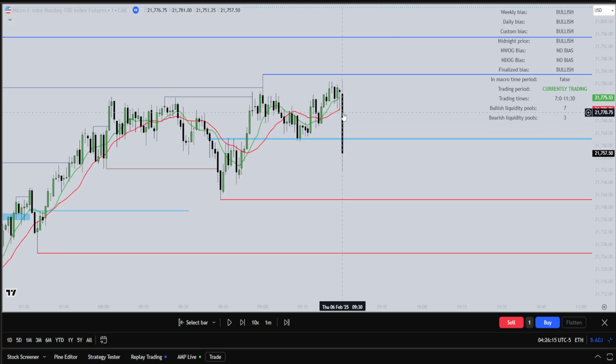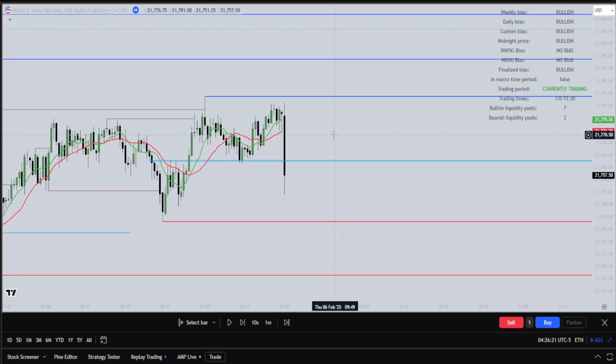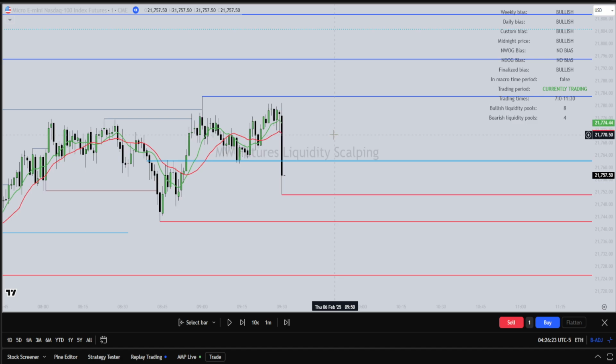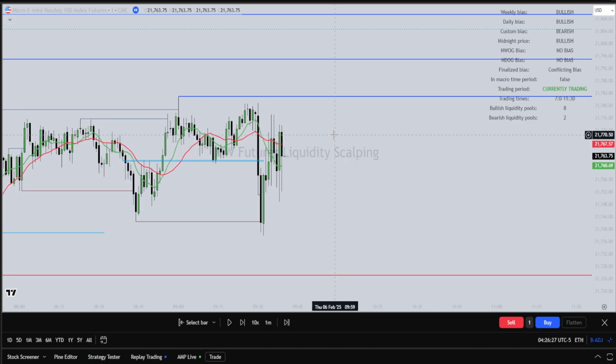So let's see what happens after 9:30 and what the first presentation fair value gap will give us that is generated over here. So it does take some time before first presentation is formed. As you can see, this is the 9:30 opening candle, but for the first presentation fair value gap to form, it cannot form on the 9:30 candle itself.